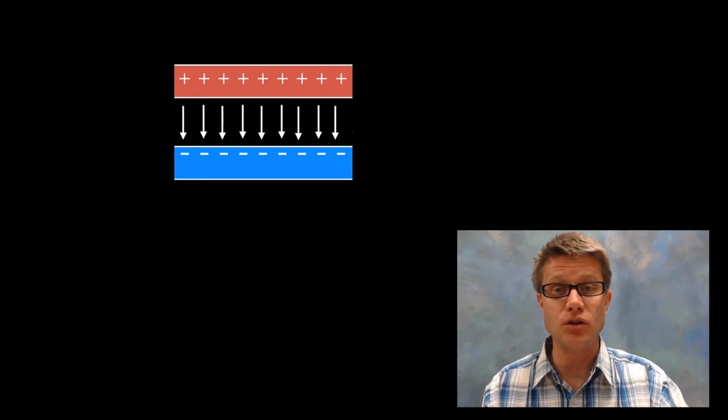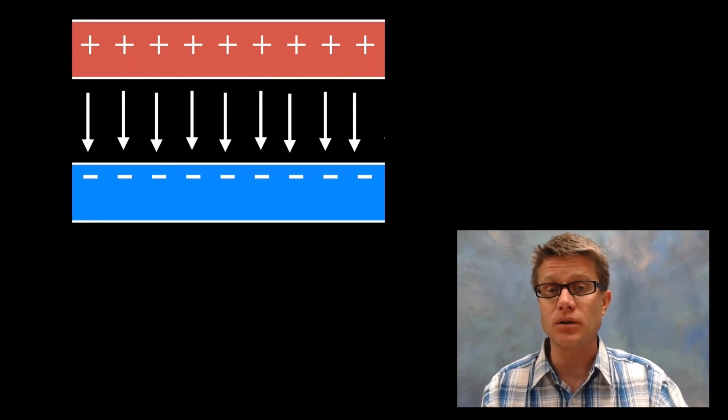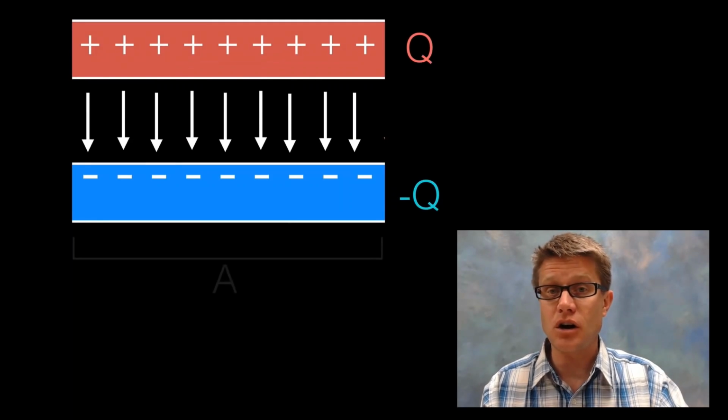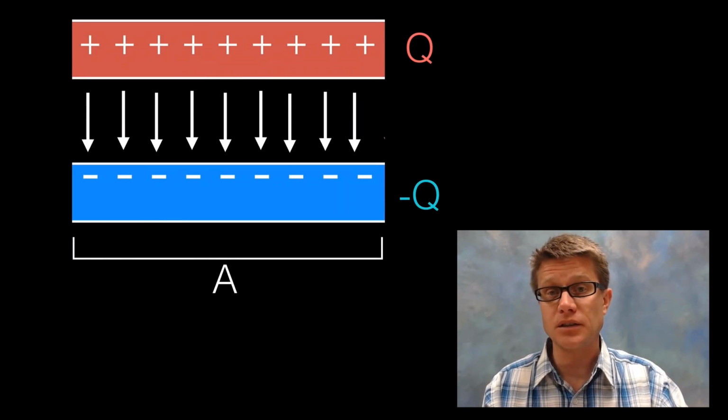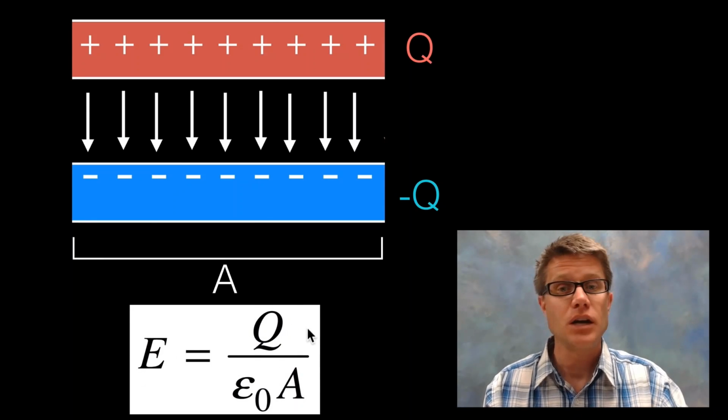And if we want to figure out what the electric field strength is, we could use the charge and the area of those plates. And so if we use this equation, the electric field strength is equal to Q, which is the charge, divided by the permittivity of free space. Remember, that is a constant, and so that's going to offer resistance to an electric field. And then we're going to multiply that times area. And so if we increase the charge on the top, then we're going to increase the electric field strength. And if we decrease the area, then we're going to increase electric field strength.